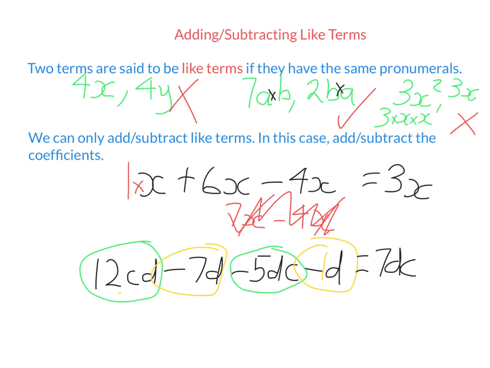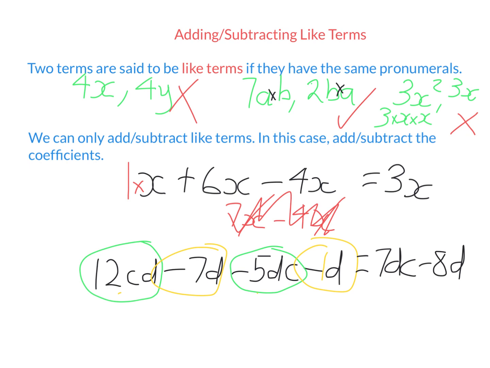So now we do the other pair of like terms, negative 7D minus 1D. We operate on the coefficients. Negative 7 subtract 1 is negative 8. Again, when we're subtracting, we do not cross out the pronumeral. So that is our final answer. I can't simplify this any further because this and this are not like terms. This can't be simplified any further, so we stop.